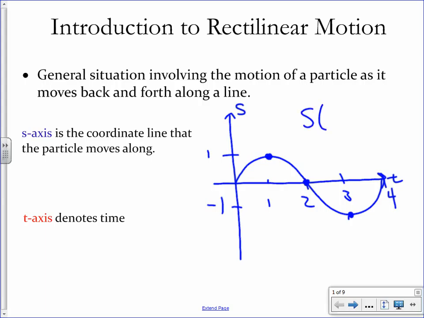Okay, let's talk about some calculus. So s of t is going to be your position function. We're going to talk today about graphical analysis and analytical.